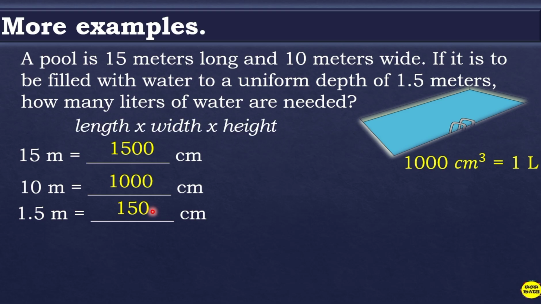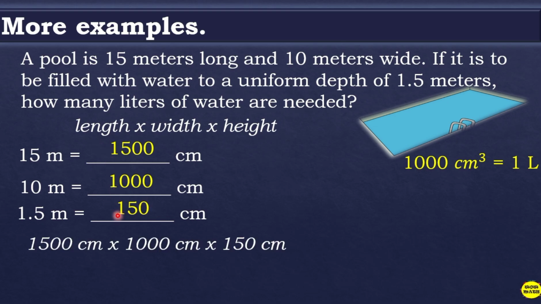Diba? For us to get the volume, we have to multiply the length, the width, and the height. Okay? So, we have to multiply the length, the width, and the height. So, ito yung length, ito yung width, ito yung height. So, 1,500 centimeters times 1,000 centimeters times 150 centimeters. So, i-multiply natin siya. That is 225 million cubic centimeters. Okay. Paano siya naging cubic?